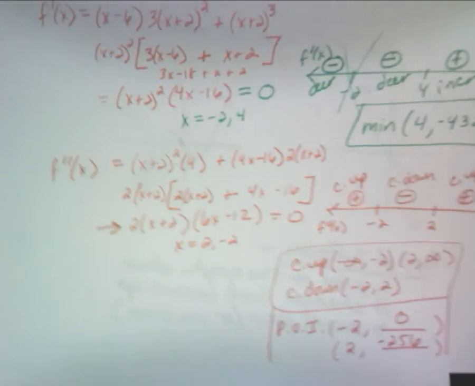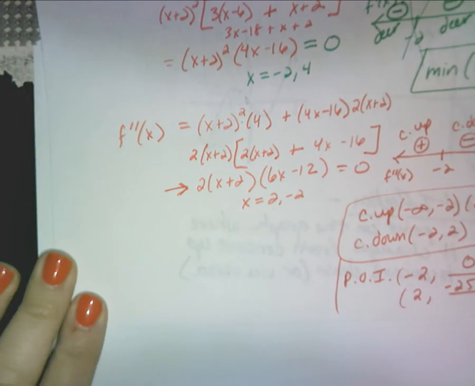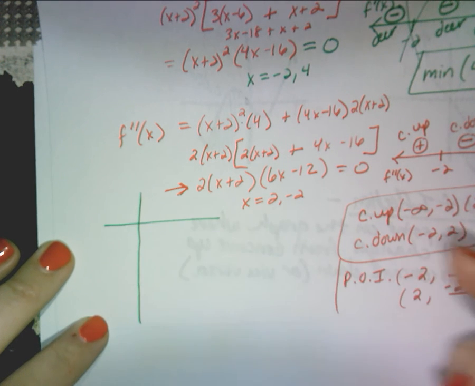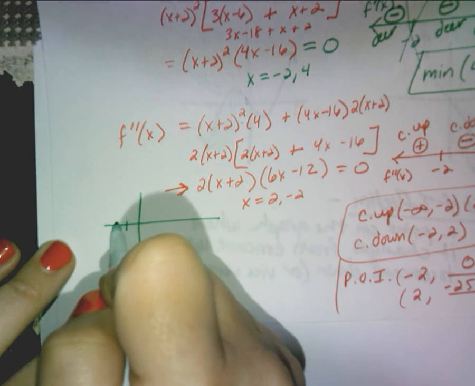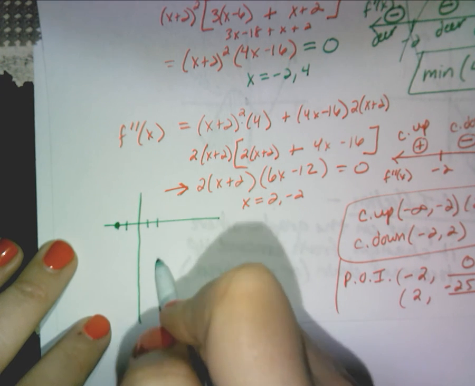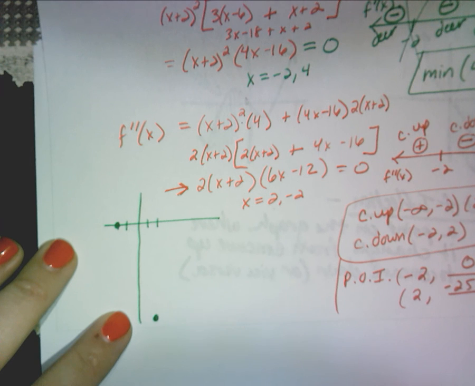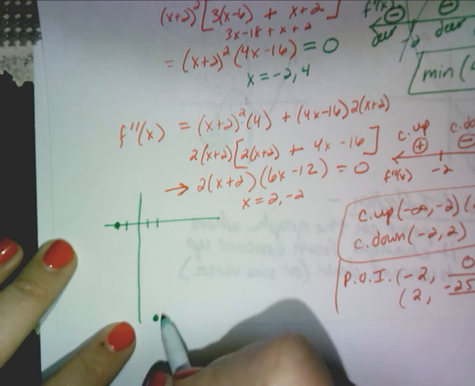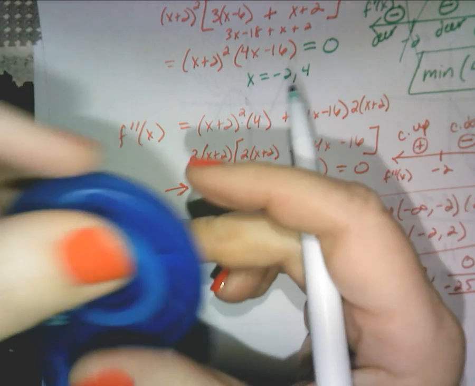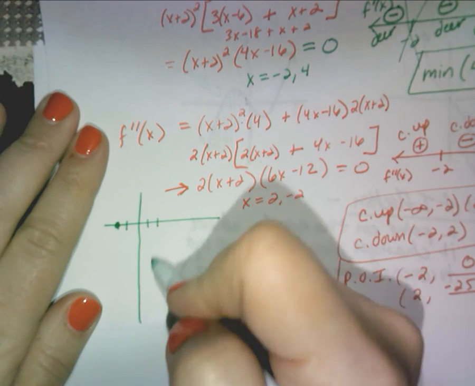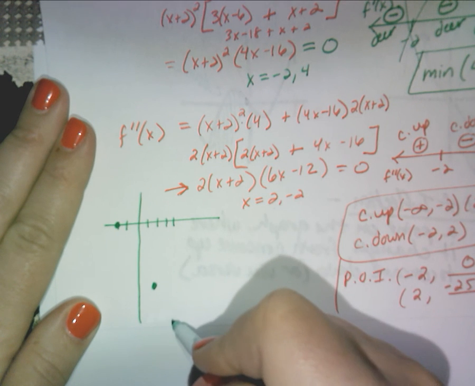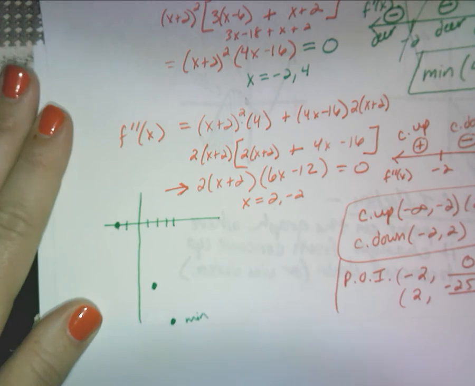I kind of want you to visualize this, so you can graph this somewhere here. This is a really crazy one. At -2, 0, there is a point of inflection. At 2, -256, there's a point of inflection. I'm doing this terribly wrong. It's going to go off the grid. Let me make -256 right here. And then at 4, -432, that's the min of the graph.